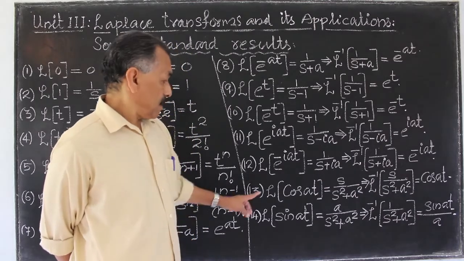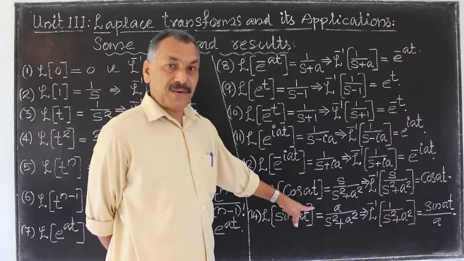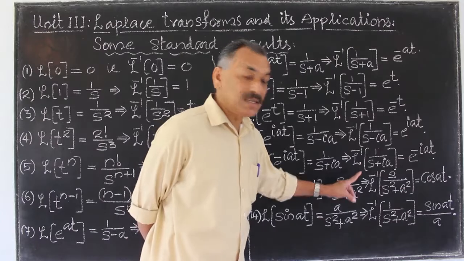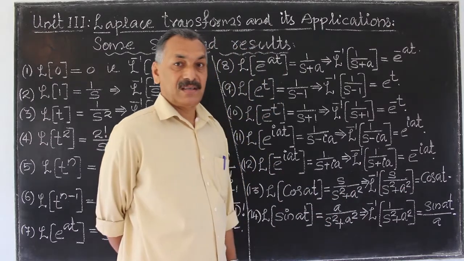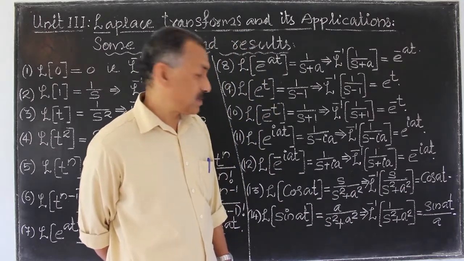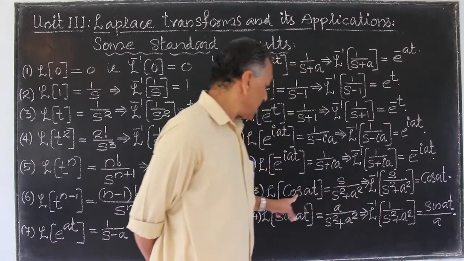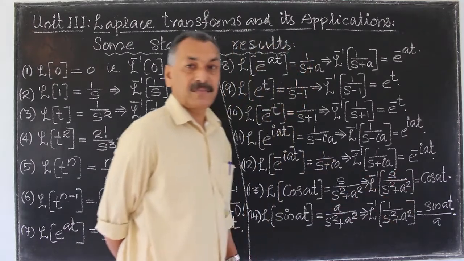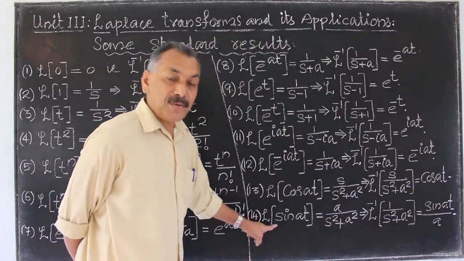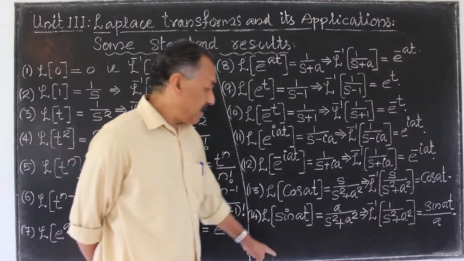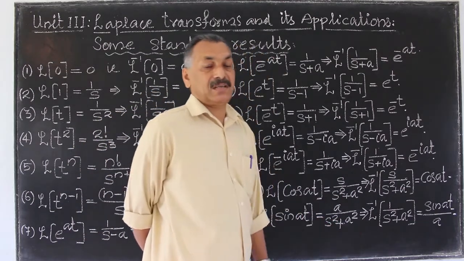Then Laplace transform of trigonometric functions. Laplace transform of cos at is equal to s divided by s square plus a square. Therefore, L inverse of s divided by s square plus a square is equal to cos at. Okay. Then Laplace transform of sin at is equal to a divided by s square plus a square.